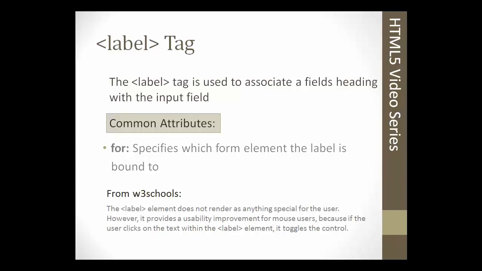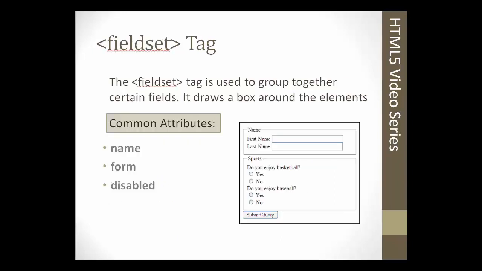And it takes the for attribute, which will just specify which form element the label is for. And this would match up with the input element's name attribute.